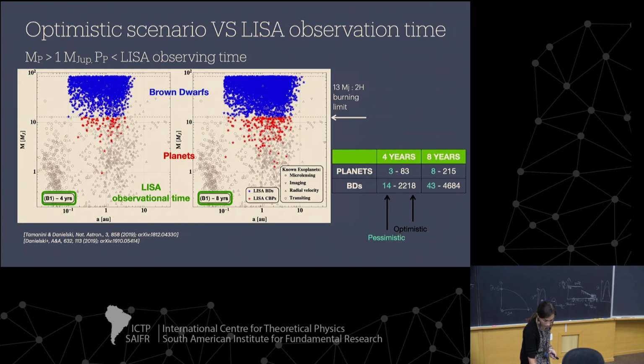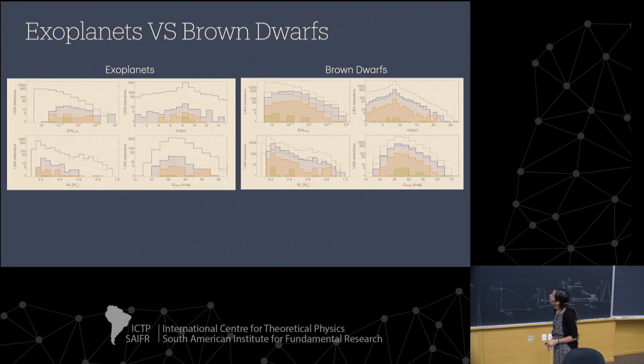Separation, binary and planet. 15 for planets and 25 for brown dwarfs.